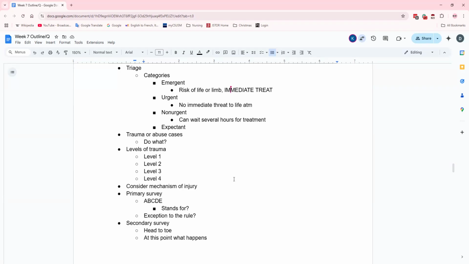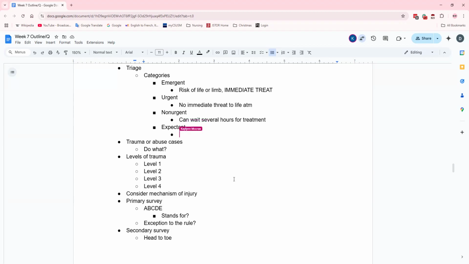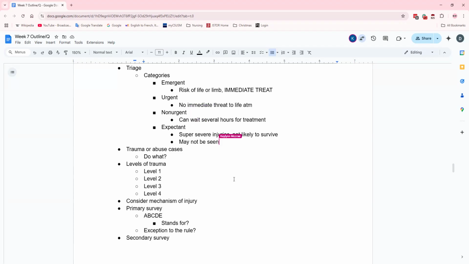On the flip side of this, it's the one that always seems like it's going to be keep them in the waiting room. Unfortunately, it does happen a lot in some hospitals, but it is what it is.